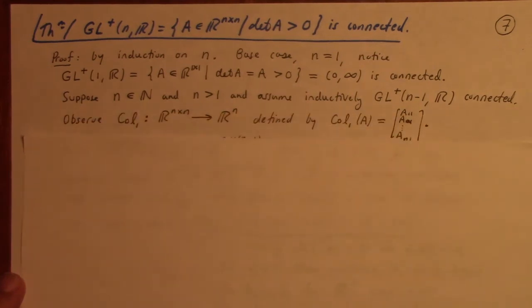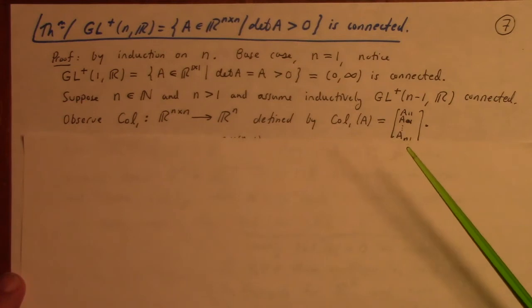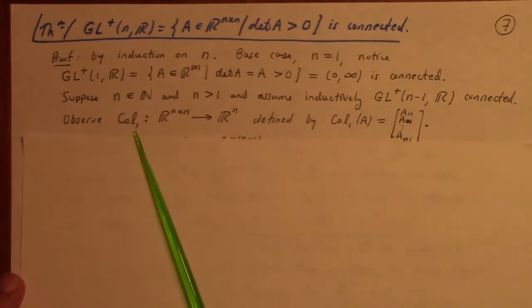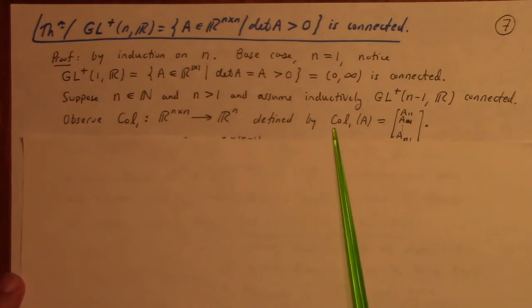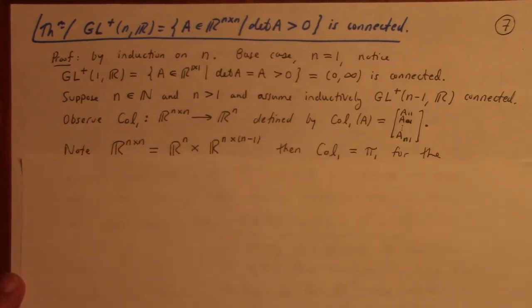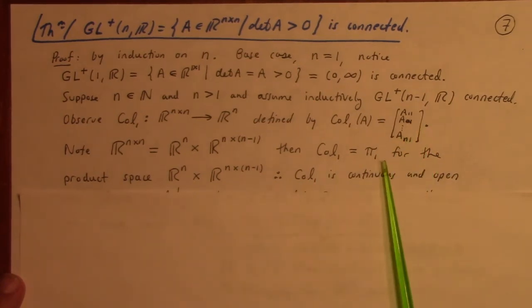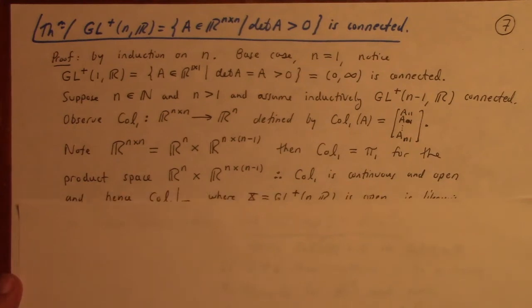All right. Then we're going to do some really kind of sneaky stuff here. So let's get to it. Column 1, from R^(n×n) to R^n, defined by the column 1 map. You can look at R^(n×n) as R^n cross R^(n×(n-1)), basically peeling off the first column, a Cartesian product of R^n with that. And then in that context, the column 1 map can be understood as the projection onto the first factor, and as such, it is continuous, and it is in fact open.